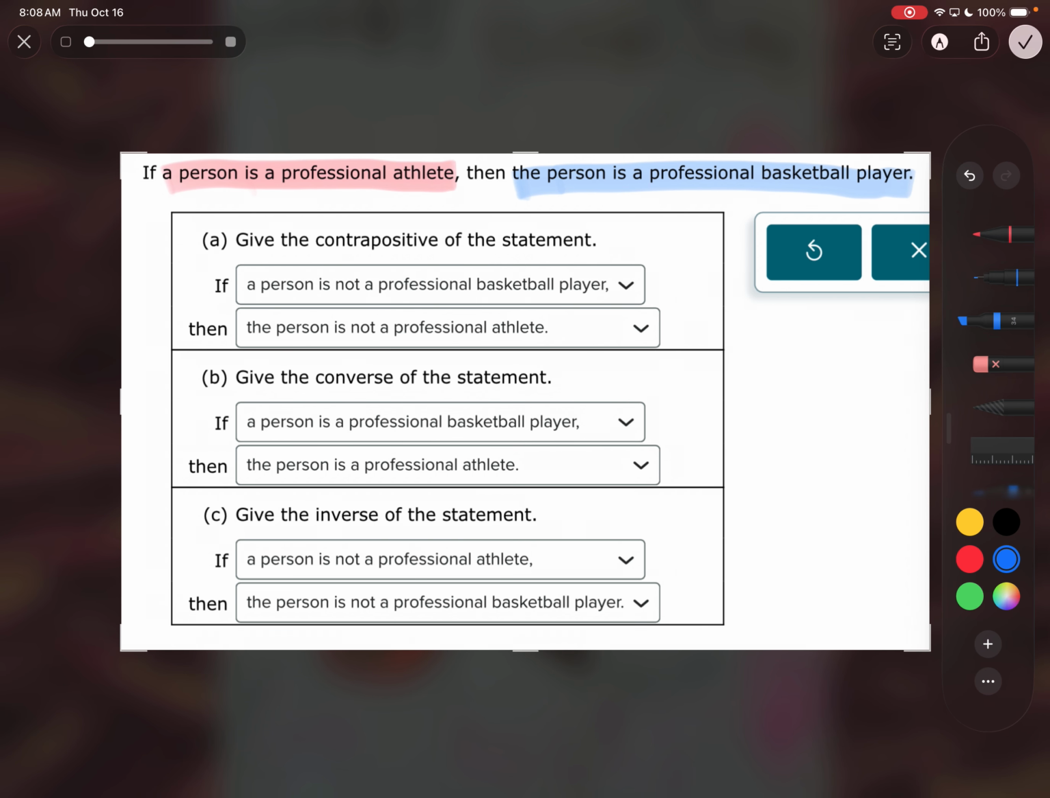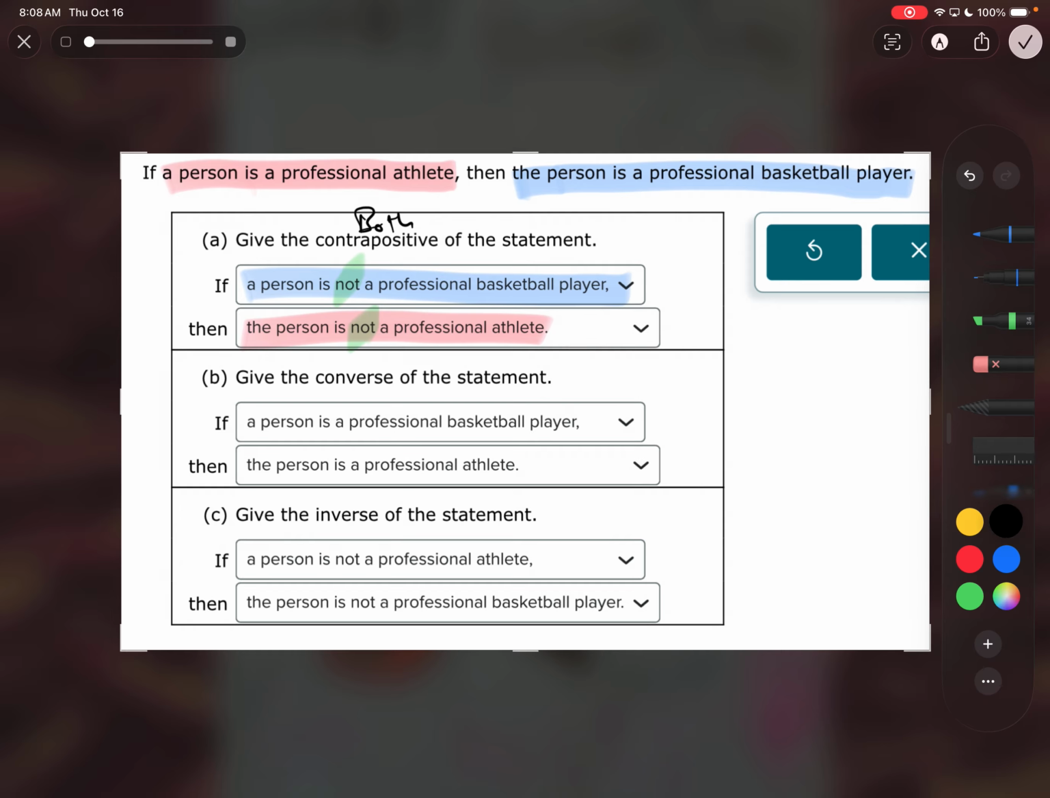So the contrapositive is going to do both. Okay, so that tells us to do both. So we are going to flip it and put the not in there. Okay, so we flip it and we put the not in there. If a person is not a professional basketball player, then the person is not a professional athlete.